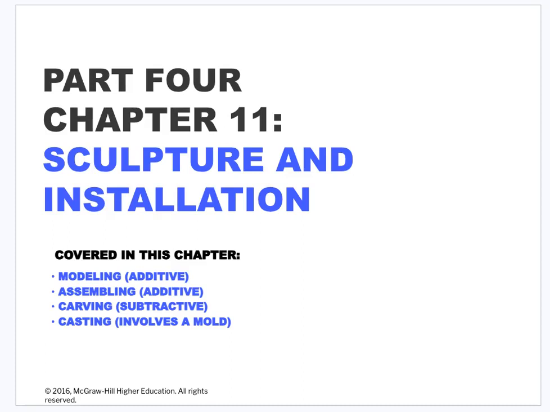The basic methods that you can use to create sculpture are modeling, which is additive, assembling, which is additive, carving, which is subtractive, and casting, which involves a mold. So we will go through each of those methods for sculpture, showing examples of them and describing the process a little bit.